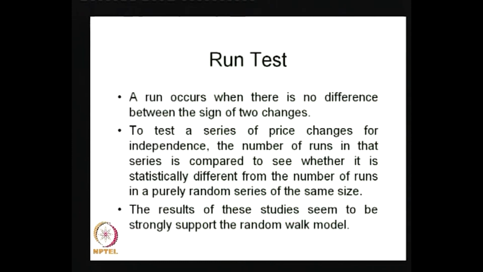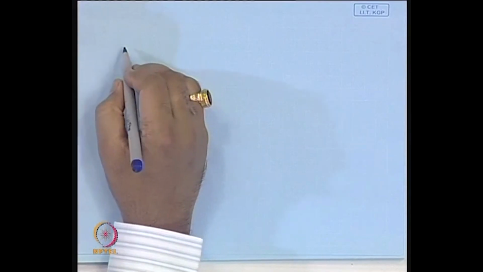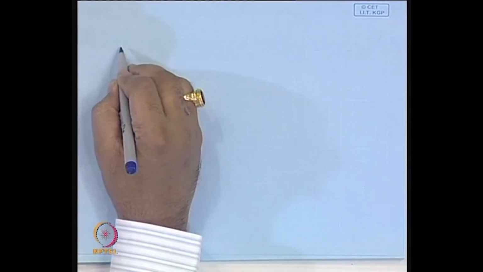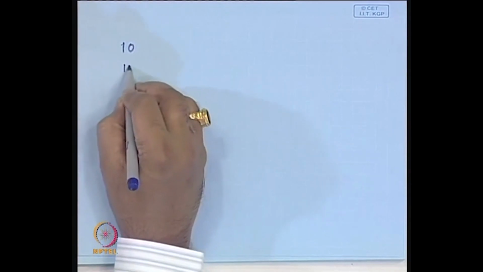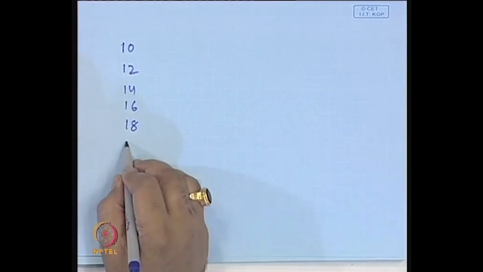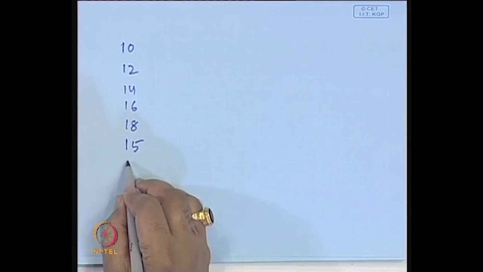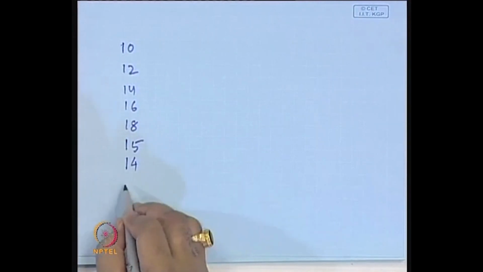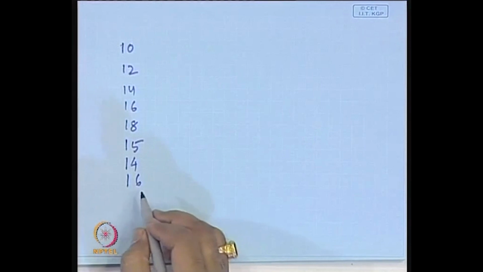Then another test is what we call the Run test. What does the Run test basically mean? A run occurs when there is no difference between the sign of two changes. For example, the price data given to you for a stock is 10, 12, 14, 16, 18, then 15, then 14, then again 16, like that.